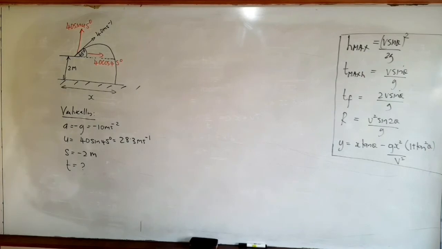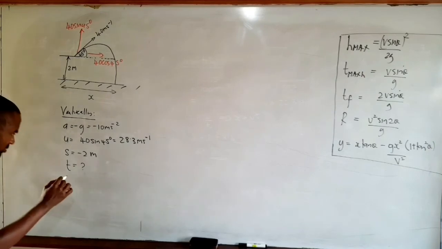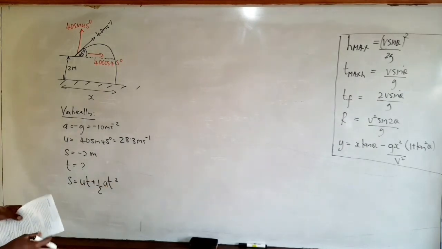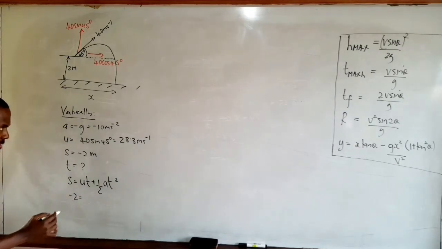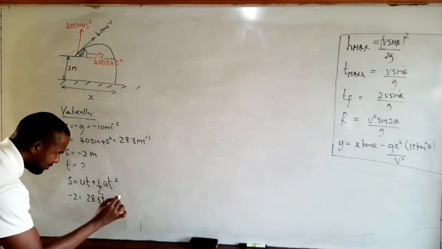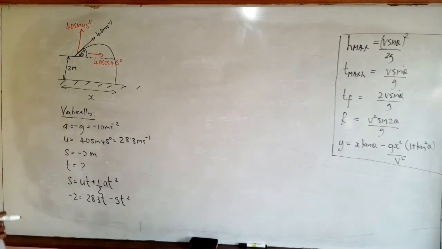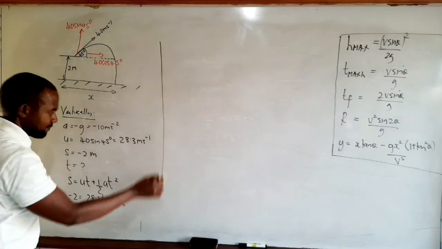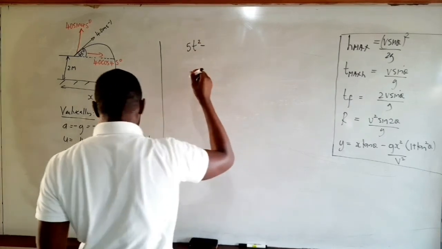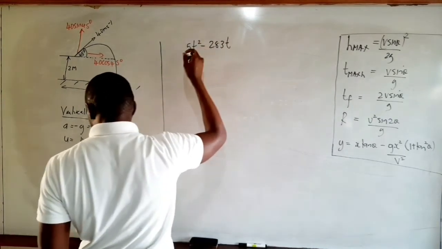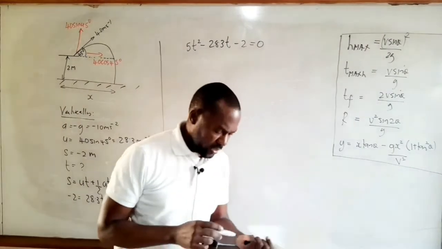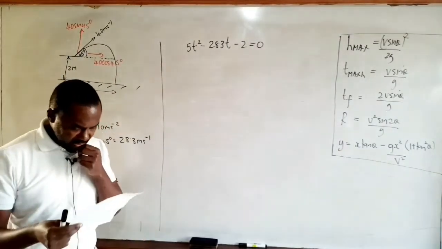So with the equation s equals ut plus half at squared, we have minus 2 is equal to 28.3t, plus half of minus 10, which is minus 5t squared. If we bring all the terms to one side, we get 5t squared minus 28.3t minus 2 is equal to 0. This is a quadratic in t.